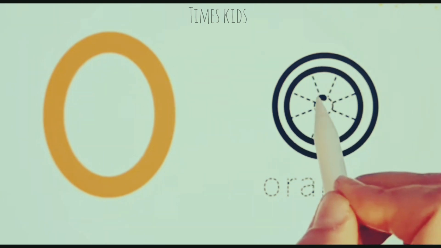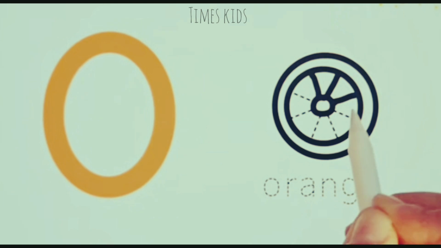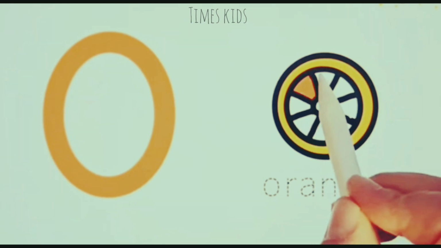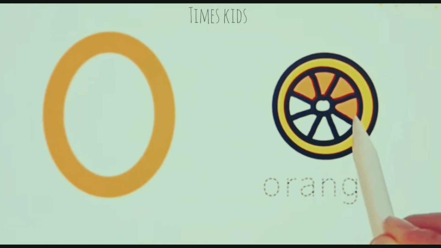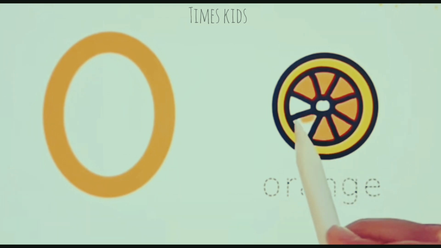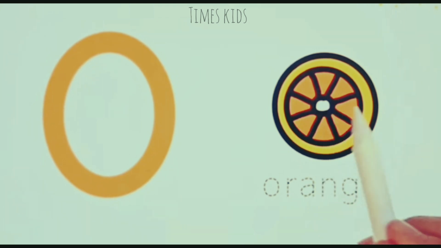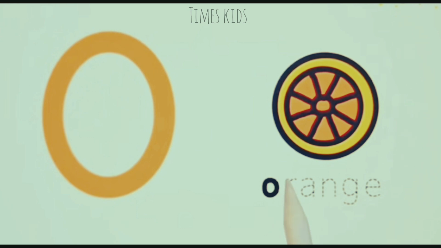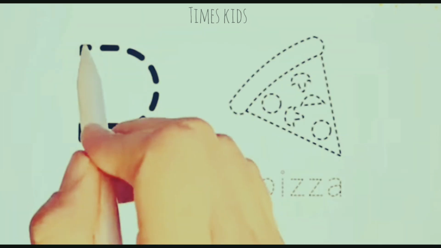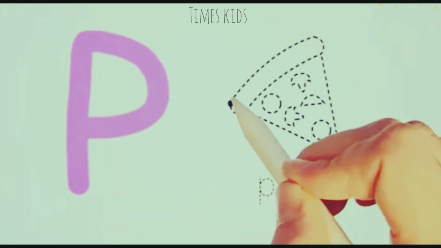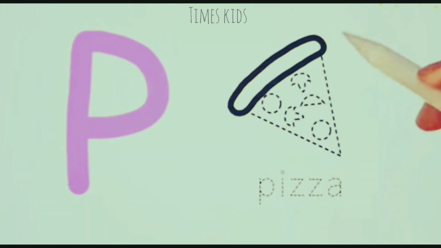O color is orange color. O for orange. Orange color is orange. Orange spelling: orange.